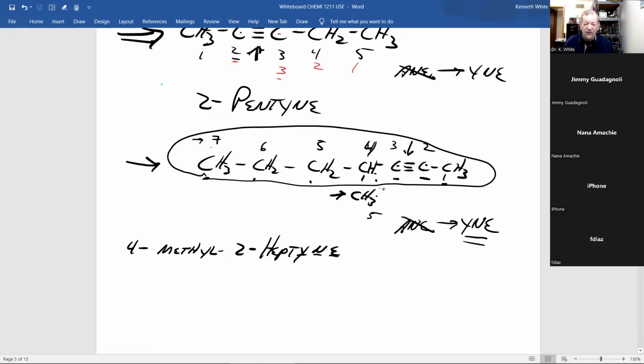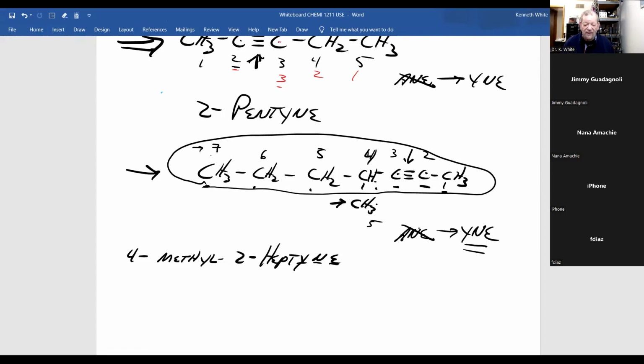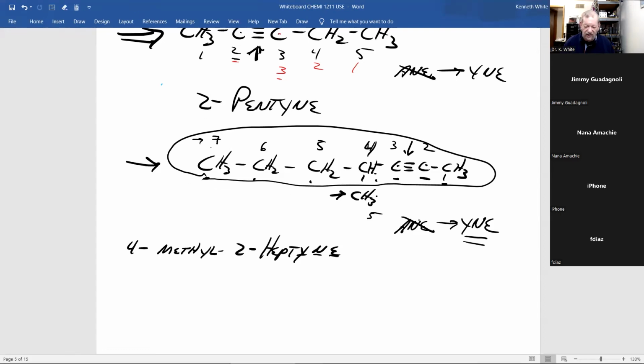Then we have a methyl group. If this is on carbon 2, this is carbon 4. So it's 4-methyl-2-heptyne. Now, I'm going to be talking about bond angles in a little while.